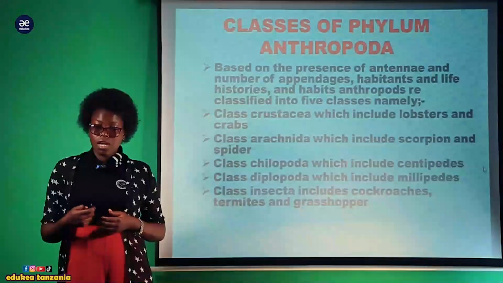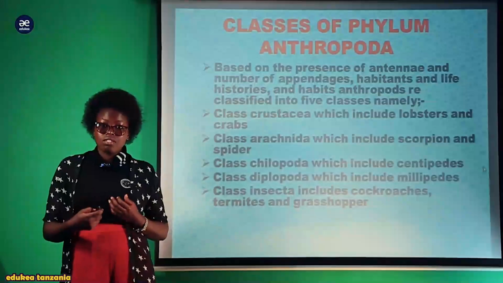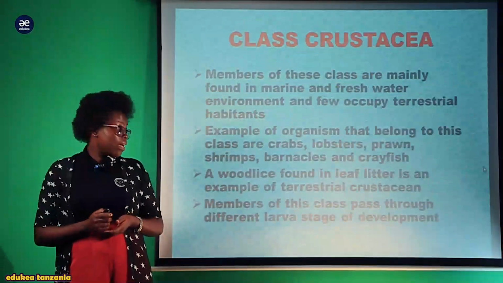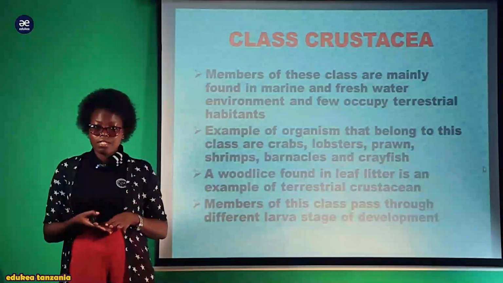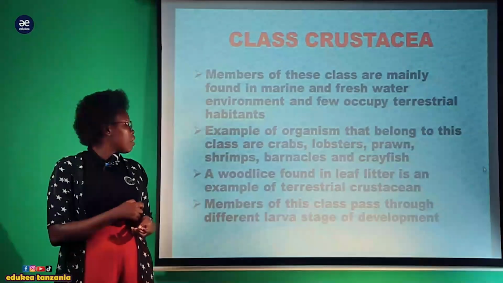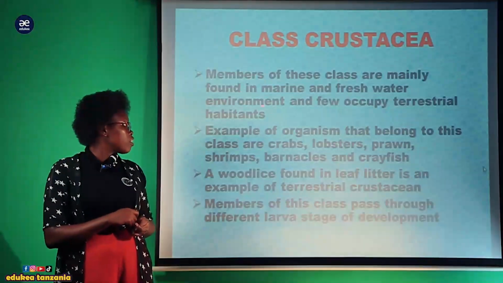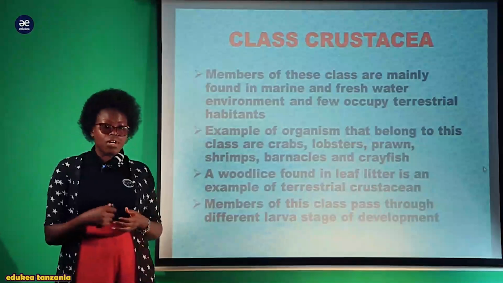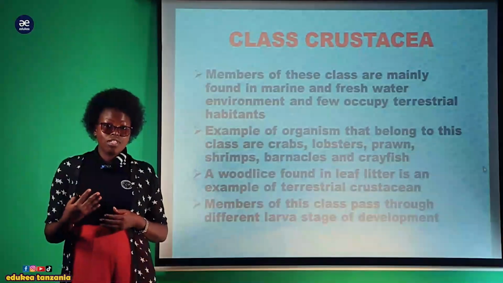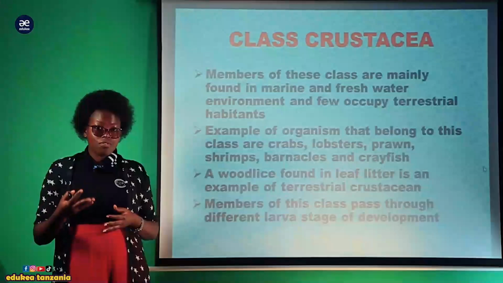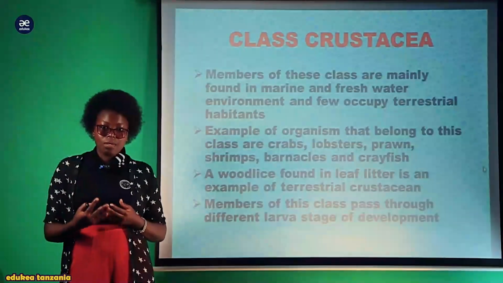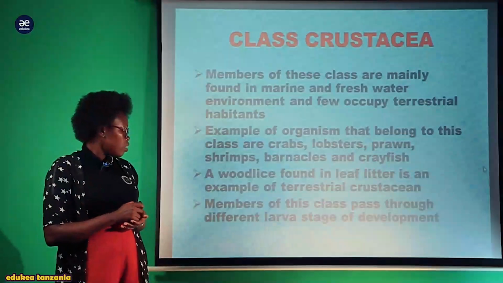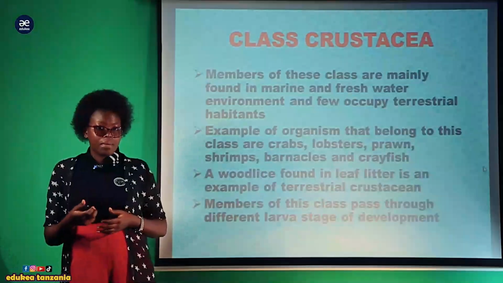Now, I would like you to pay attention so that you can understand in detail what the class Crustacea is. The members of this class are mainly found in marine and freshwater environments, and few occupy the terrestrial habitat. Most of the members within this class are aquatic organisms, meaning they are found in marine and freshwater, but few of them occupy the terrestrial habitat.